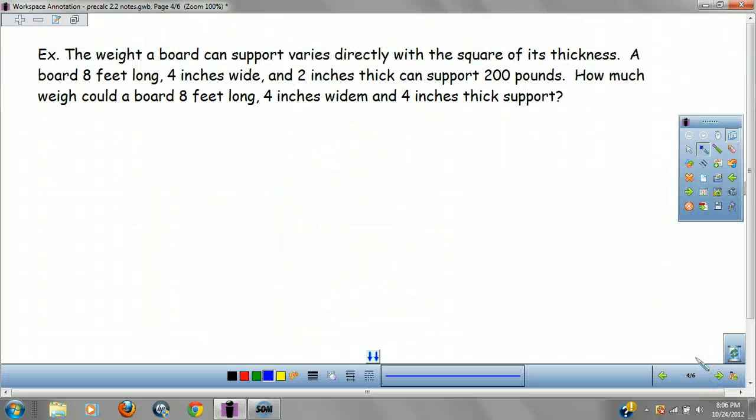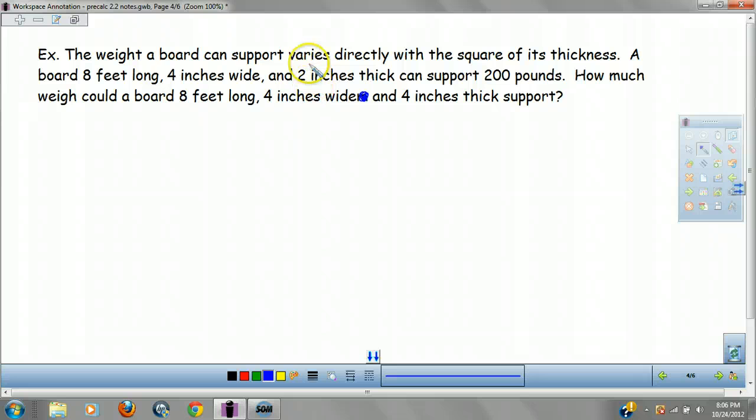Alright, next slide. This one's kind of scary. The weight a board can support varies directly with the square of its thickness. A board is 4 feet long, 4 inches wide, and 2 inches thick, can support 200 pounds. How much weight could a board 8 feet long, 4 inches wide, and 4 inches thick support? Oh no, get out of here. I'm going to hear about that one tomorrow.